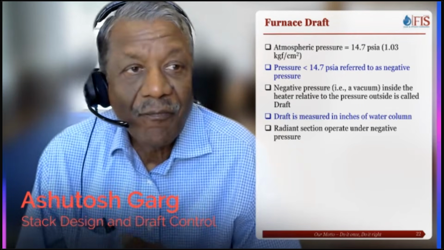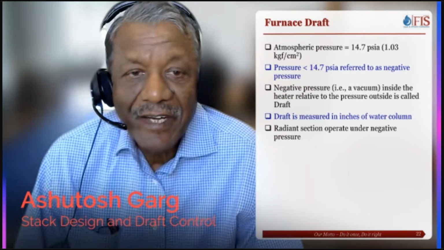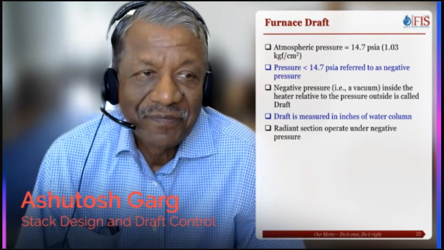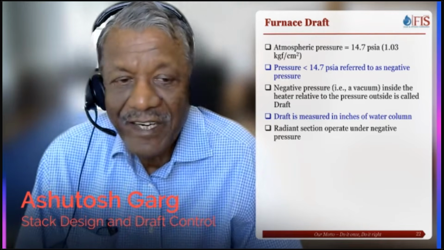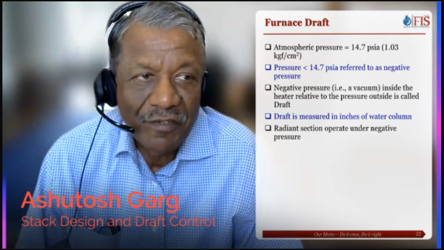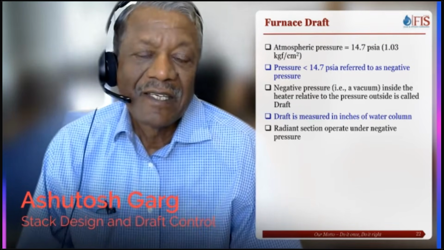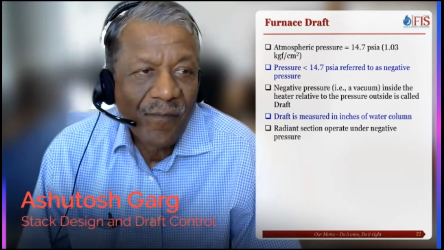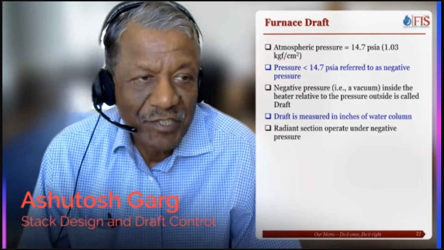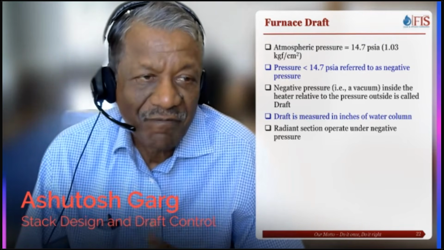Atmospheric pressure depends on the site altitude. 14.7 psi is at zero elevation, or sea level as we call it. At sea level, anything lower than 14.7 is known as negative pressure, and the difference is known as draft.